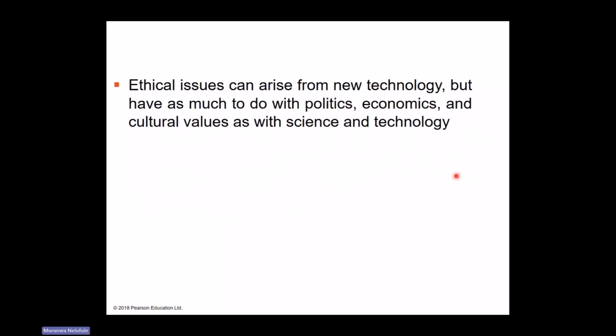Then there's a point of ethics. In every sector, you need to have ethics, and issues can arise from new technology that have so much to do with politics, economics, and cultural values. So you need to have ethics and all those kinds of things. Did anybody hear about Uber and Bolt? They're unethical. So there was a story.